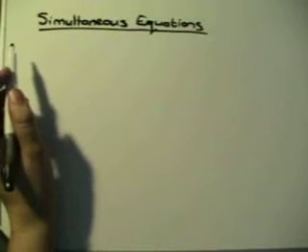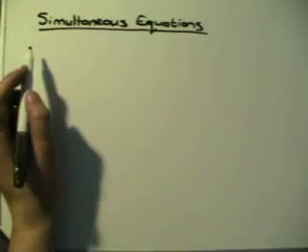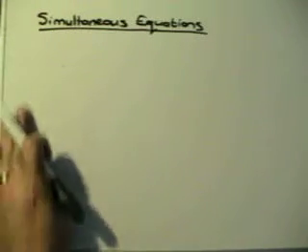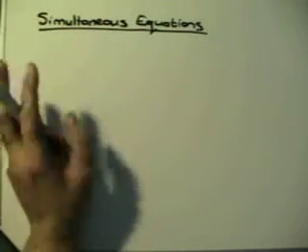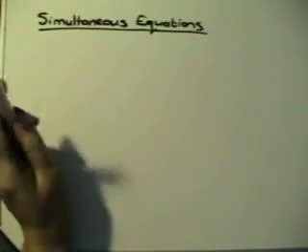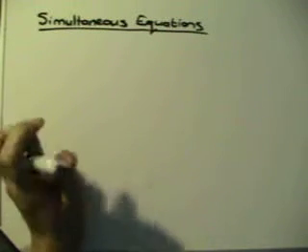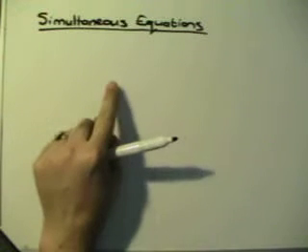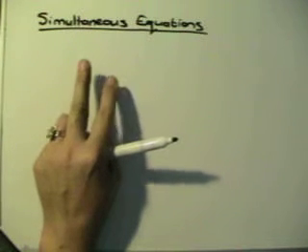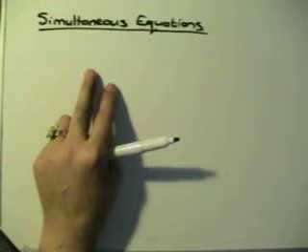Simultaneous equations, or solving equations simultaneously. Now, solving simultaneous equations, there's two basic methods that we use in school. The one is elimination, the method of elimination, and the other one is the method of substitution.